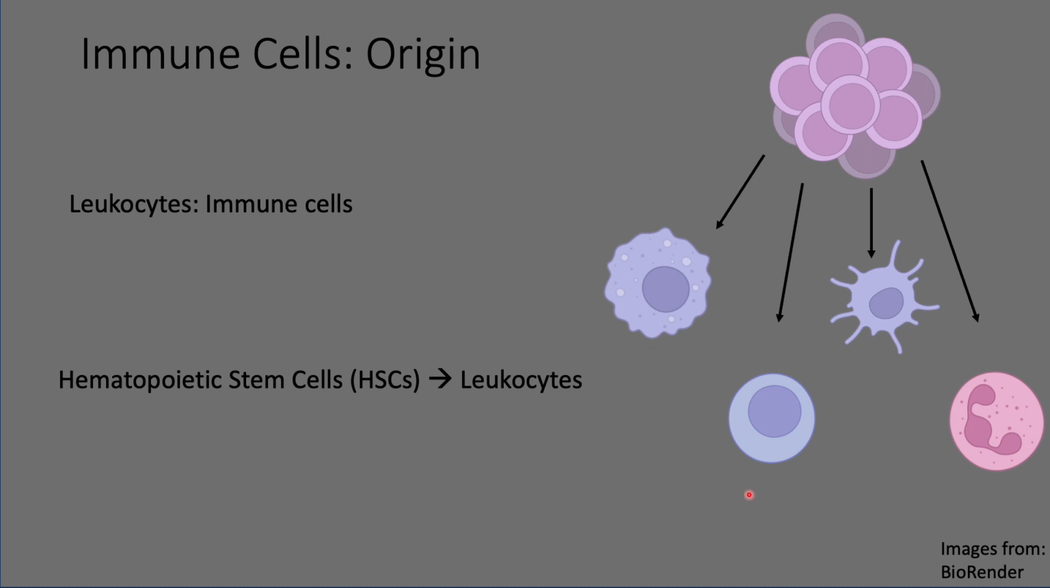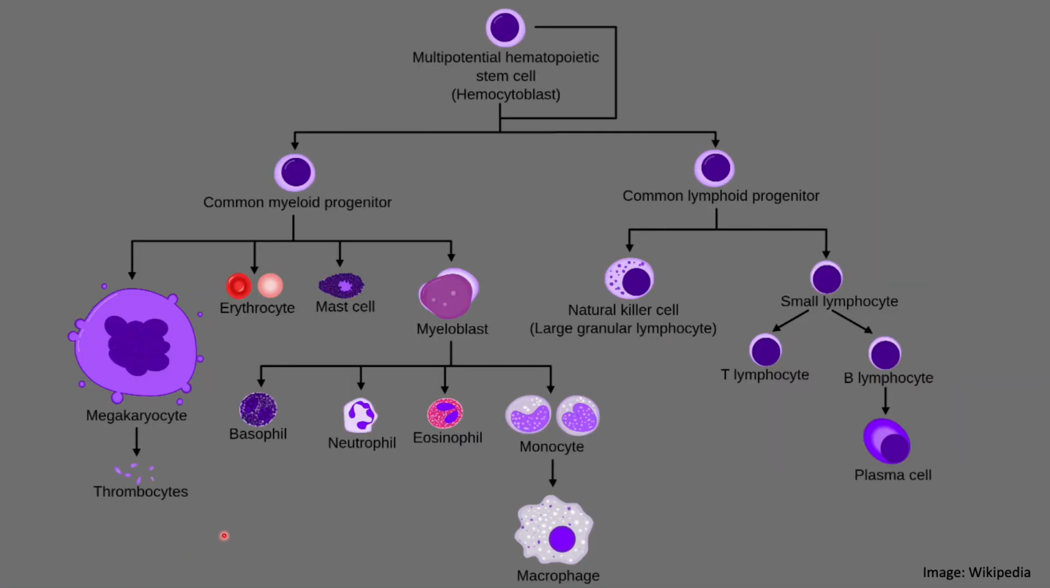This is obviously a very simplified image here. I'll show you an actually detailed version of what I want to discuss today. This is a really good breakdown of the differentiation of our hematopoietic stem cell and the different steps it goes through to become all of our immune cells in this diagram. We see that the stem cell is divided into two major pathways: the common myeloid progenitor pathway and the common lymphoid progenitor pathway.